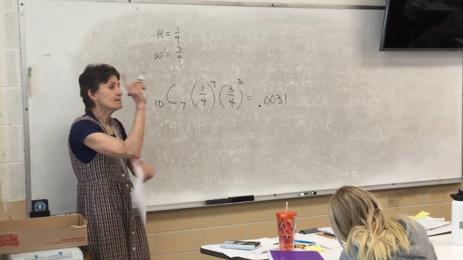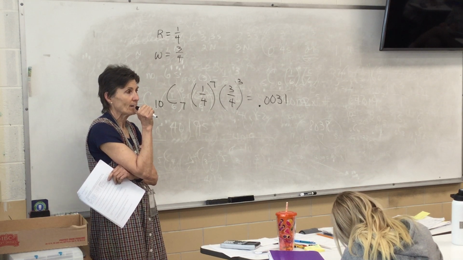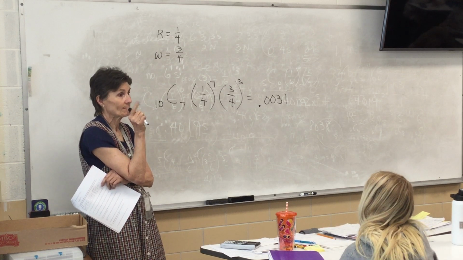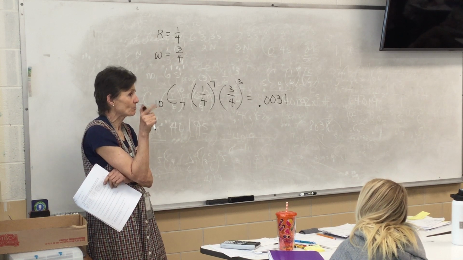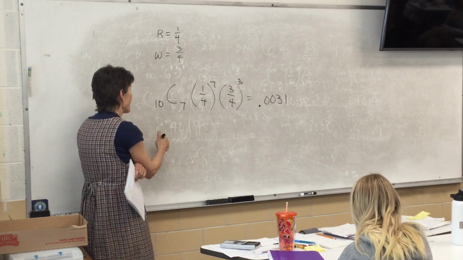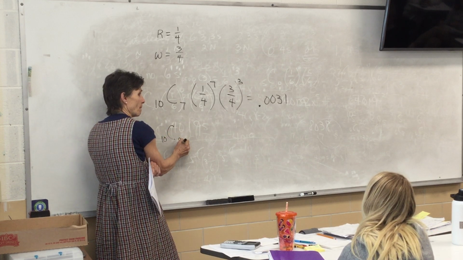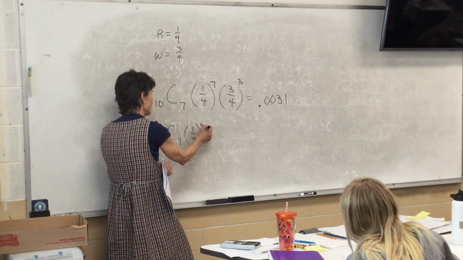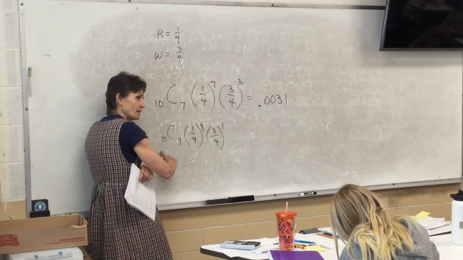At least 9 correct. Now wait a minute, at least 9 correct means 1, 2, 3, 4, 5, 6, 7, 8, or 9 correct? Oh, no, at least 9 correct means 9 or 10. Oh yeah, that's easy. 9 or 10 correct? So what would 9 correct look like? 10C9, (1/4) to the 9th, (3/4) to the 1st. Is that 9 correct? Does that make sense to everybody?